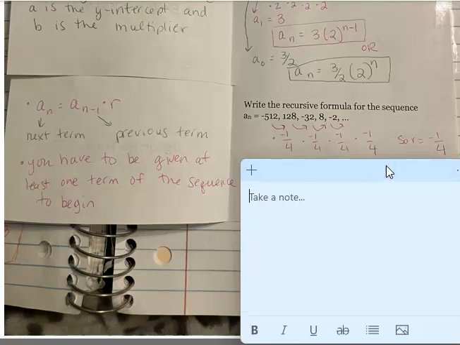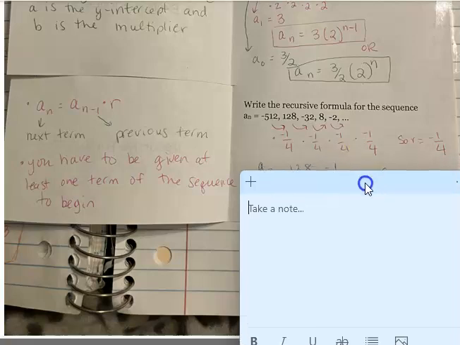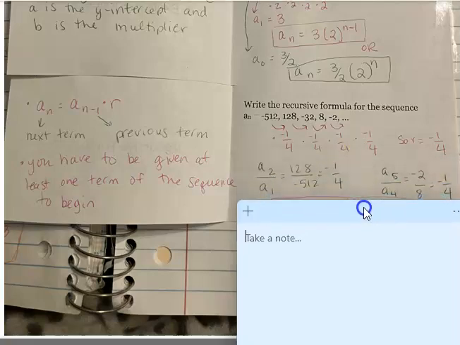So we want to write the recursive formula for this example. If you're not sure how to get from negative 5/12 to 128, 128 to negative 32, and so forth, you can take any two consecutive terms and divide them. So a sub 2 divided by a sub 1, or a sub 5 divided by a sub 4. When you divide those two terms, you're going to get negative 1/4. So we know that r is equal to negative 1/4.